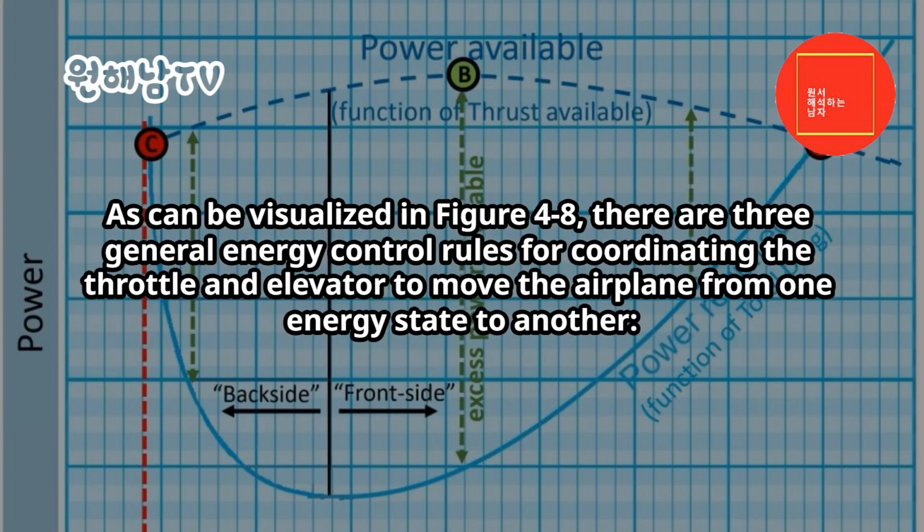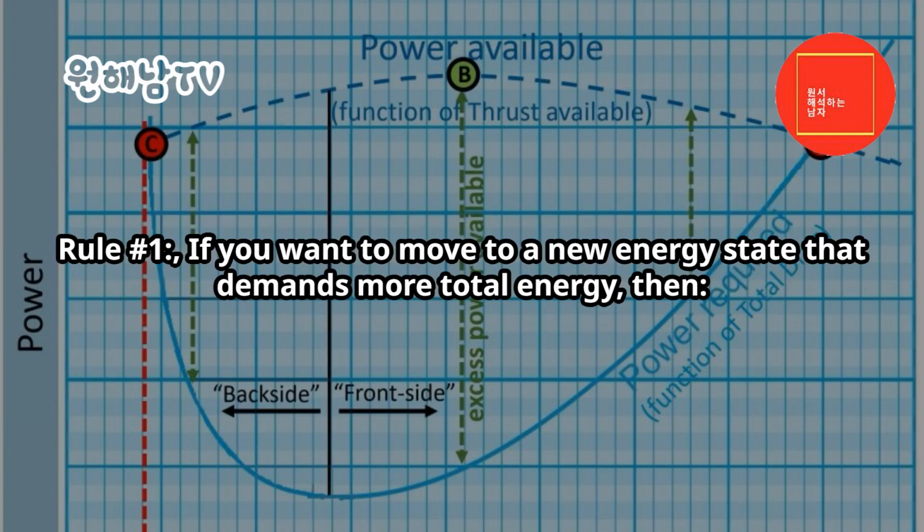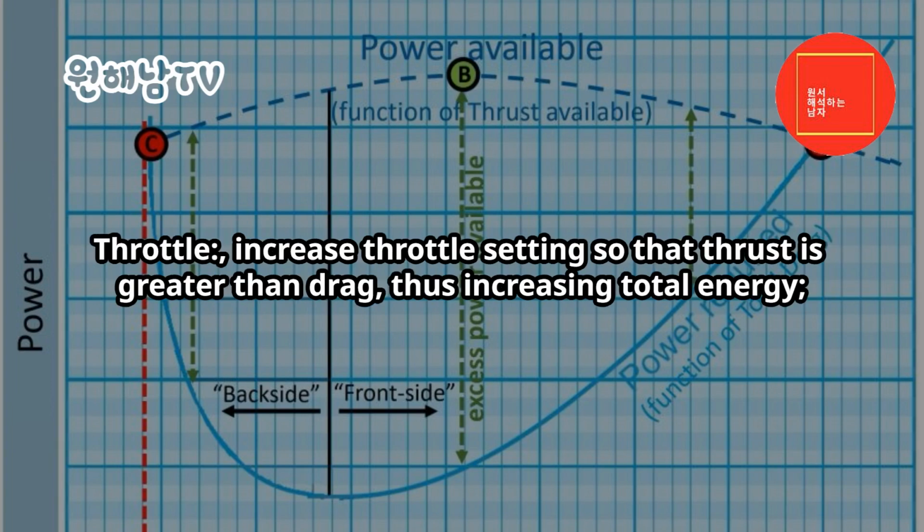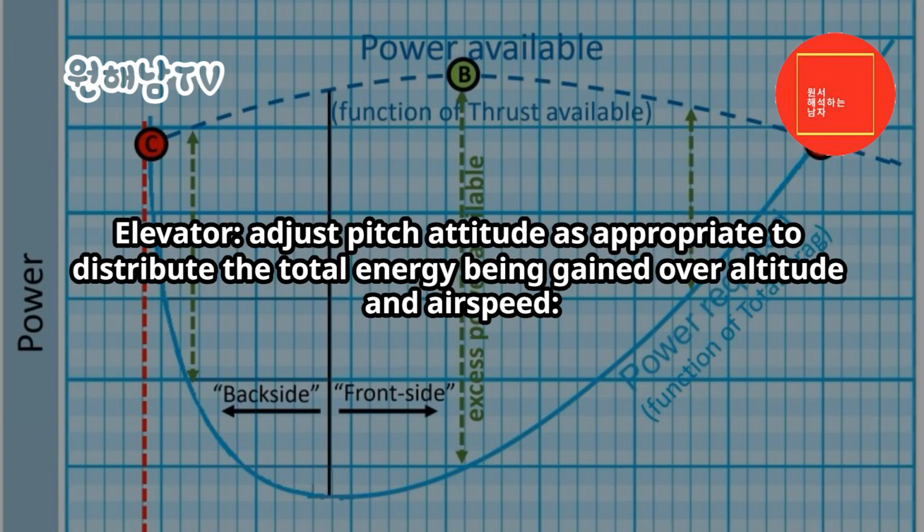As can be visualized in Figure 4-8, there are three general energy control rules for coordinating the throttle and elevator to move the airplane from one energy state to another. Rule number 1: if you want to move to a new energy state that demands more total energy, then throttle: increase throttle setting so that thrust is greater than drag, thus increasing total energy. Elevator: adjust pitch attitude as appropriate to distribute the total energy being gained over altitude and airspeed.